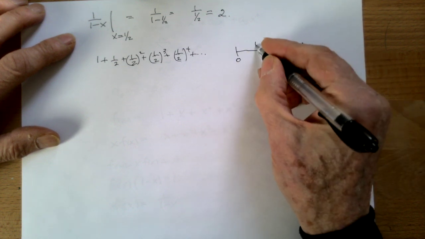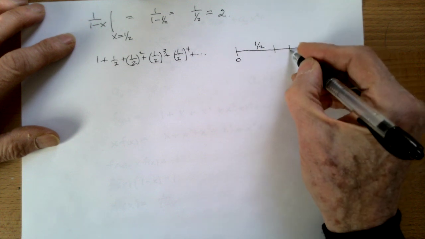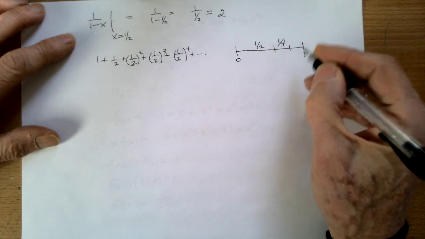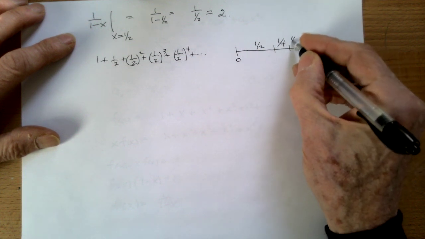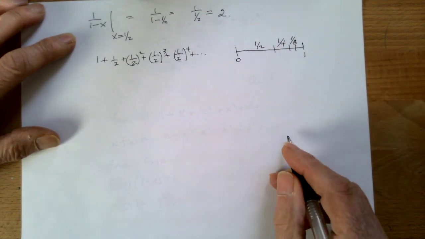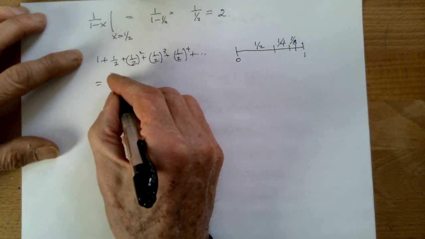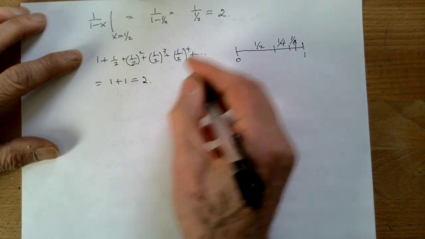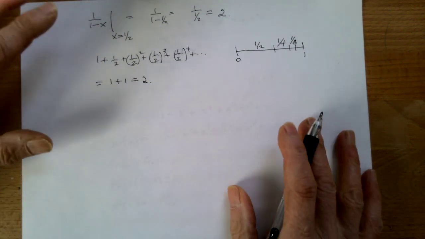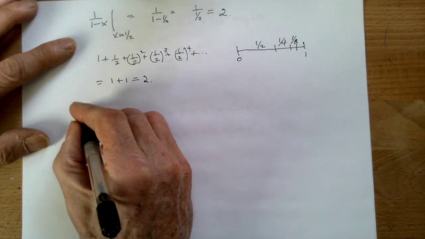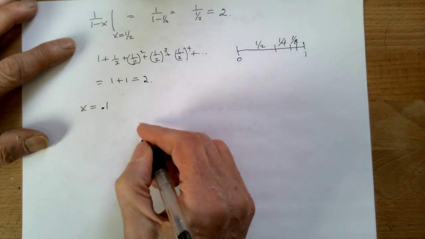And then I've got my 1 half, and then what's remaining is a half of that, which is a quarter, and a half of that is an eighth. And if I clearly add all that up, I'm going to get 1. So this whole thing is 1 plus 1, which is 2, which is what we got before. Let's try another one. Let's try x equals 1/10.